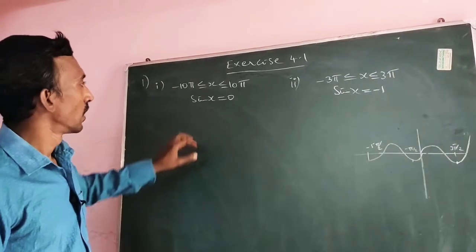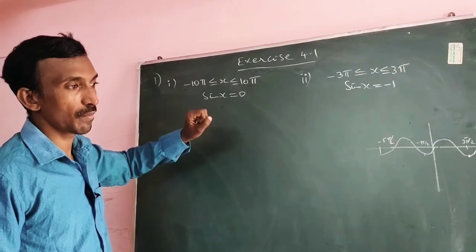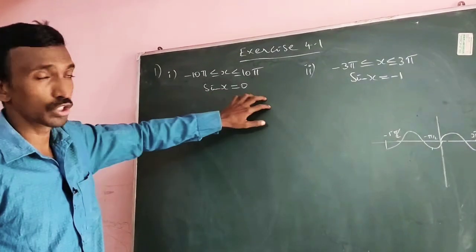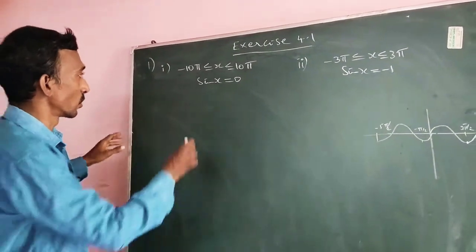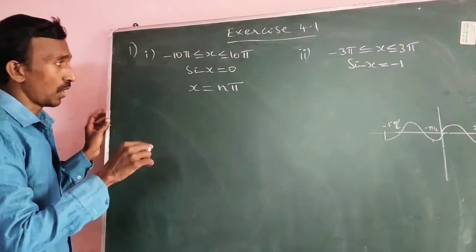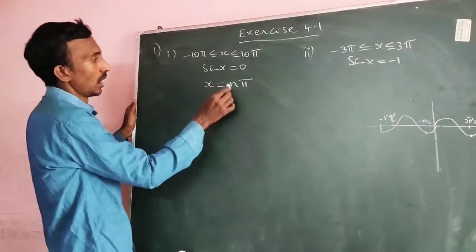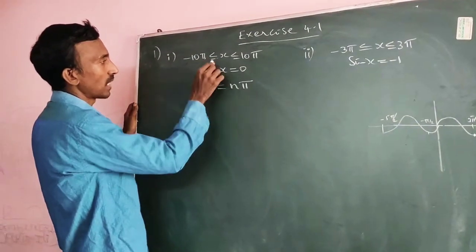So my dear students, before that you can just remember the general solution of the trigonometrical equation. If sin theta equal to 0, what is the general solution? Then x equal to n pi. Now we have to choose the n value according to the given interval. So if you put 0, it's possible.